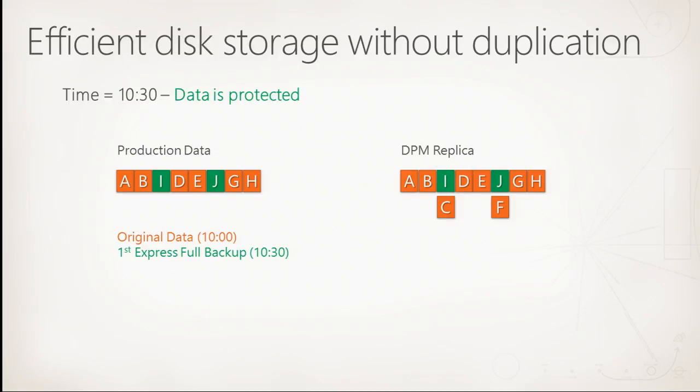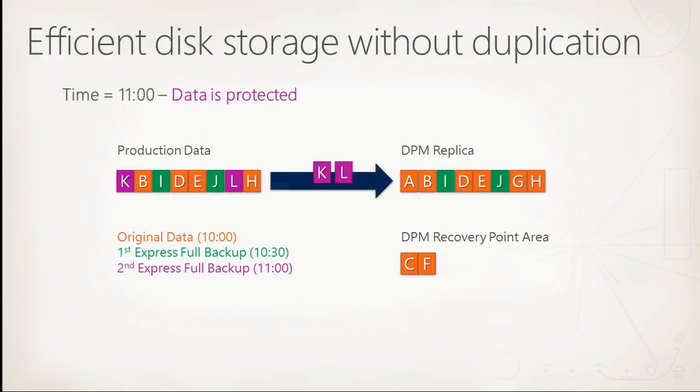Of course, you think to yourself, well, what happens if I want to go back to 10 o'clock? We still keep the data, blocks C and F, but we push them down into somewhere called the DPM recovery point area. And that's where we store the deltas, if you like, of the backups, what's changed from the backup and the previous backup, what's different in the replica versus that recovery point. Same thing happens again. In this case, we change a couple more blocks, K and L get written in, and we send K and L over to the DPM replica. We overwrite A and G, and we move them down into the DPM recovery point area. And this process goes on.